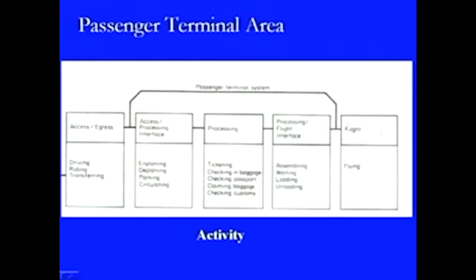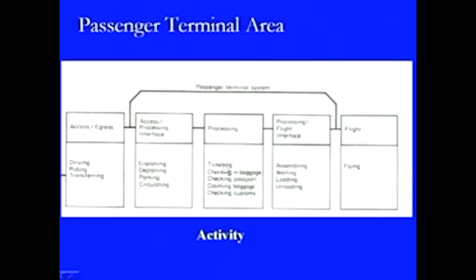In between these two things, there are certain activities which are taking place, and they are within the passenger terminal system. Like there is an access and processing interface where there may be the enplaning or deplaning persons, there may be the parking of the vehicles, or there may be the circulation of the vehicles as well as the passengers, or the persons who have come to see off or who have come to receive the passengers of any flight. Then there is processing.